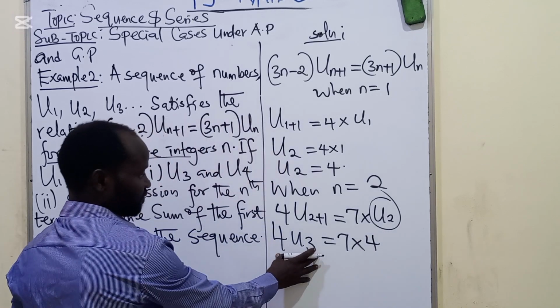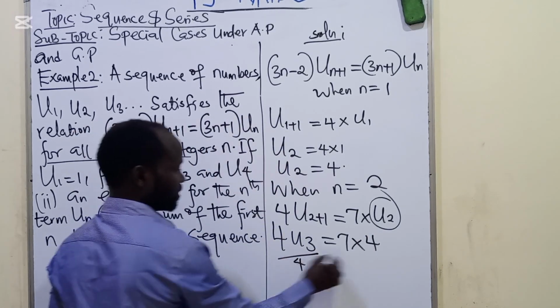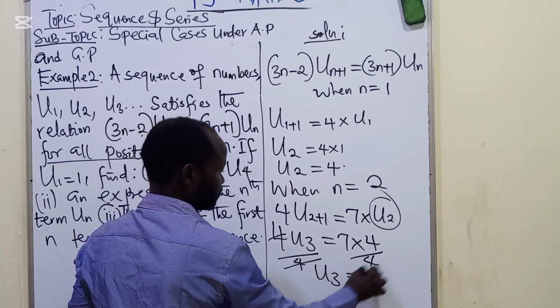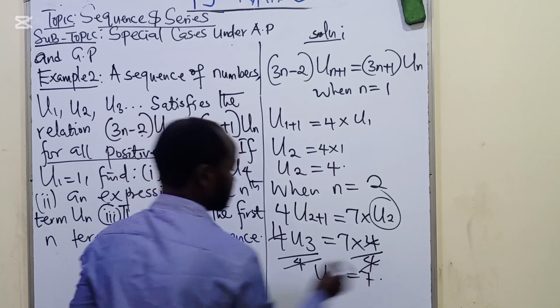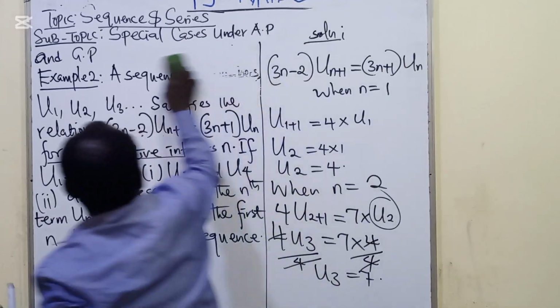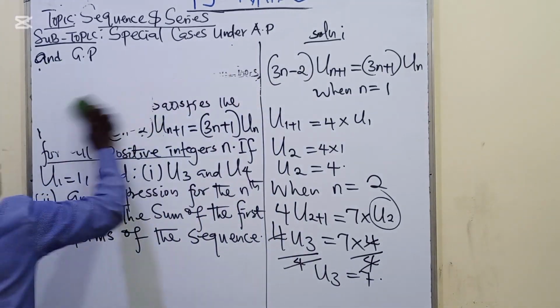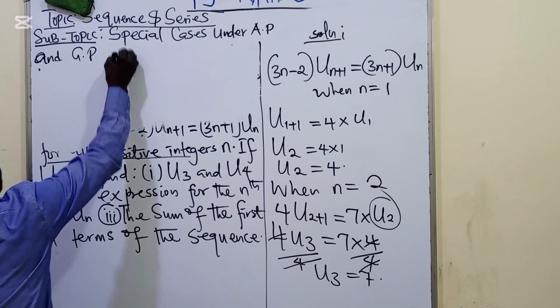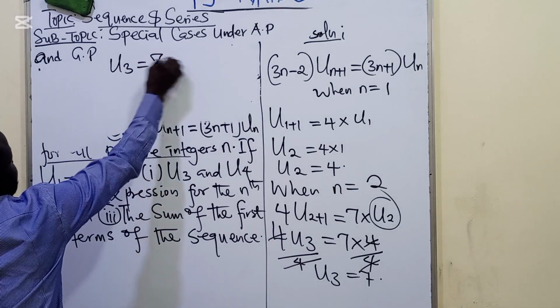Clearly here to find the third term, we can divide both sides by 4. So that the third term will be equal to 7. The third term is what? 7. Let me take it up here so that we can see it clearly. The third term is 7. Let me write it here. The third term is 7.